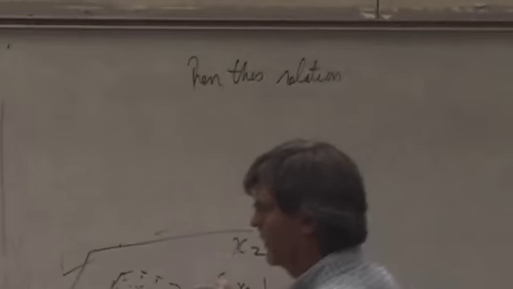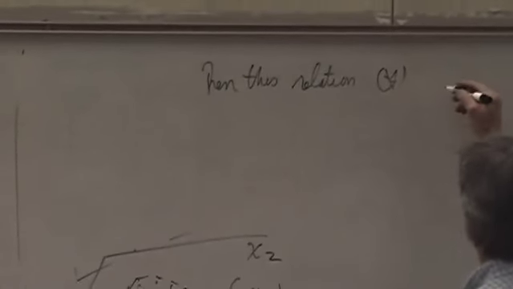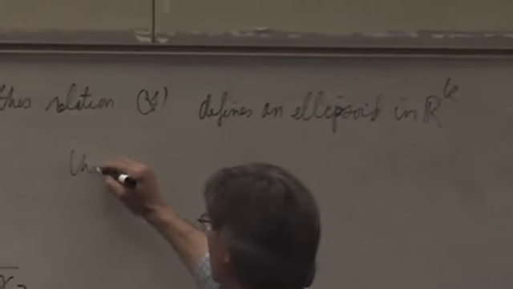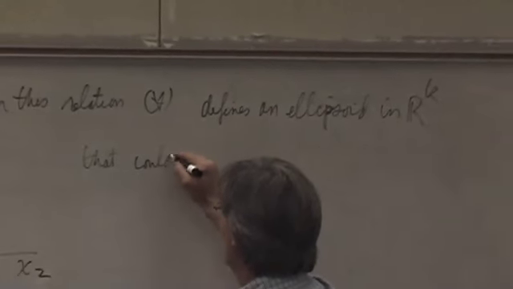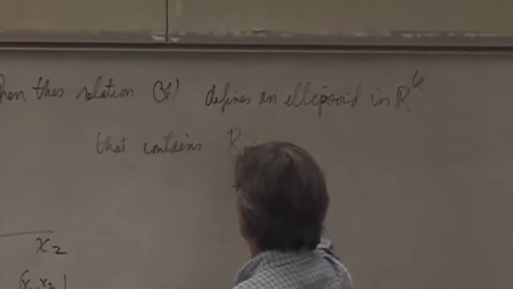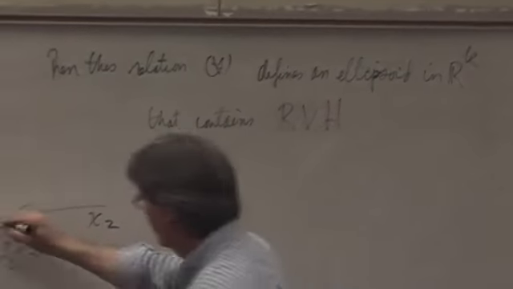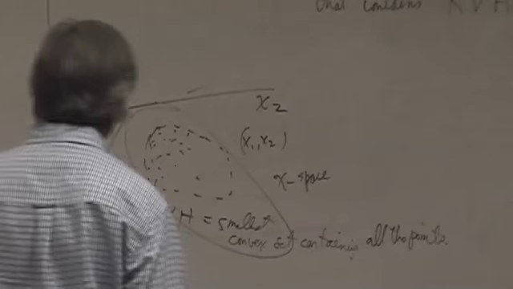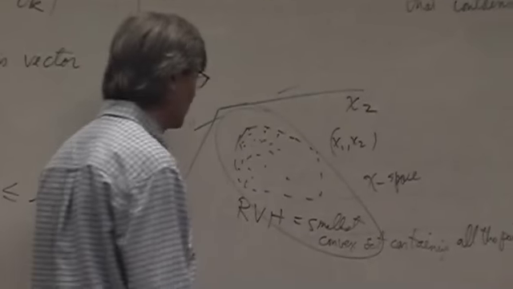This relation, what do we call this, star? I'll just call it star. Then this relation star defines an ellipse, ellipsoid, I guess I should call it in general, in R^k that contains the regressor variable hull. So it's some kind of ellipse like that, okay? Containing it. Now, should it be tangent somewhere? I imagine it does. Okay, where?